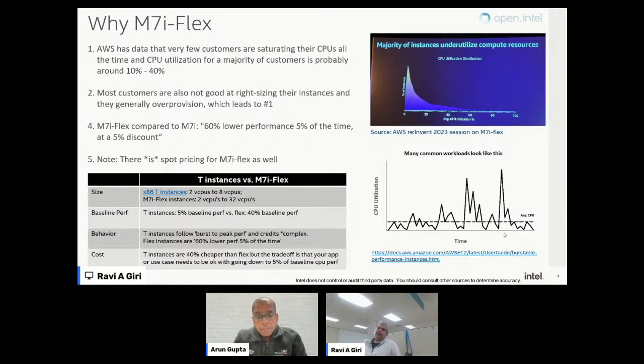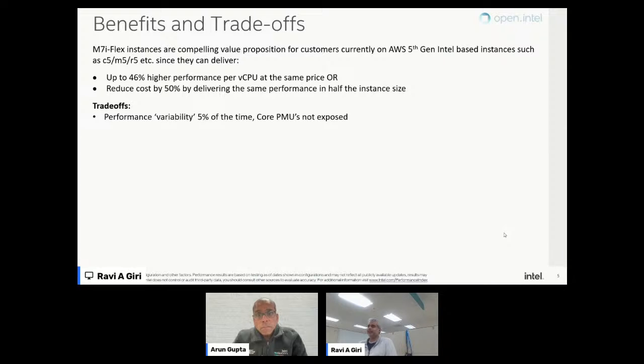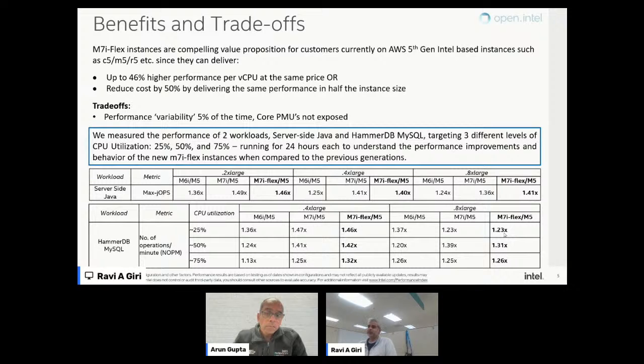In general, the reason why I'm saying that you go from C5 or M5 to M7i is because the price performance trade-off is so stark. It's not that M6i to M7i Flex isn't a performance improvement. It is absolutely a performance improvement, as these numbers are showing you. But going to an M7i Flex from an M5 is a no-brainer, and you can do it without needing to change anything in your software, and then update your software as time passes. That's something that I think is straightforward for a lot of people to consider.